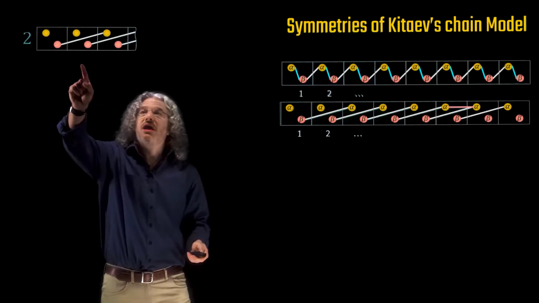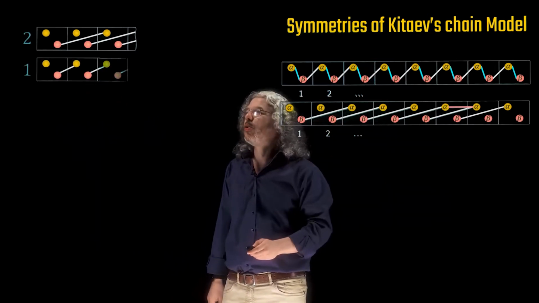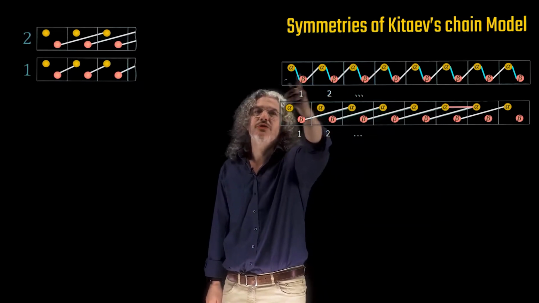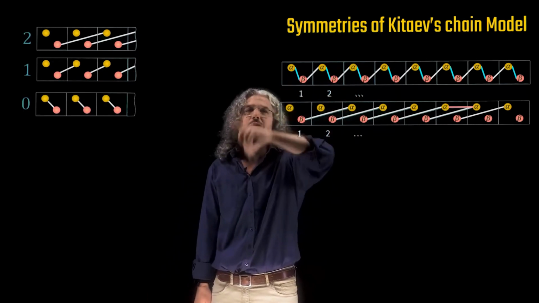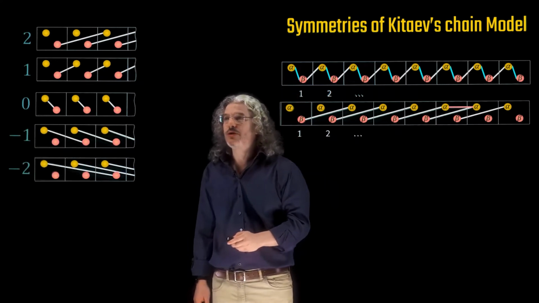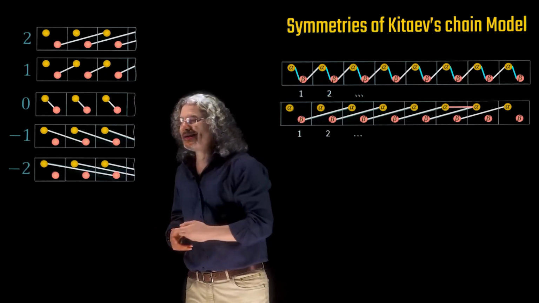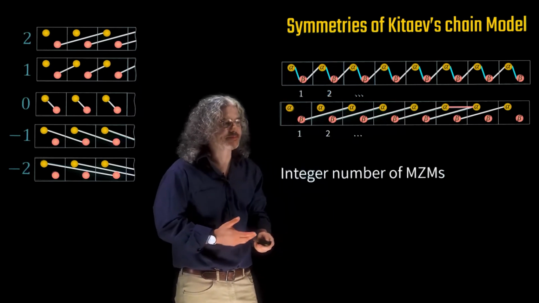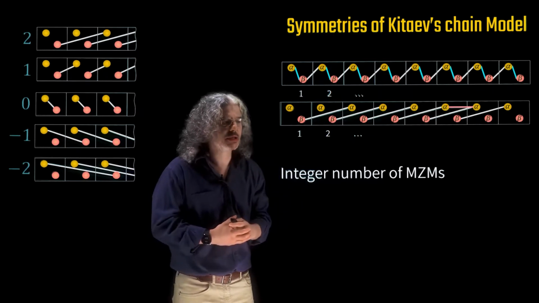Now, we can have 2 modes at the end if I have next nearest neighbor coupling, 1 mode at the end. When I switch off the white coupling constant, I can have 0 if we have the blue coupling and not the white ones, or minus 1 or minus 2. So in fact, the Kitaev chain model is described by a number which is an integer. So we can have an integer number of Majorana zero modes at the end of the chain.